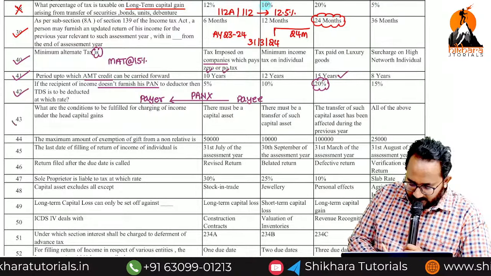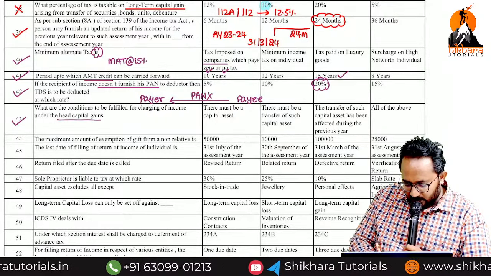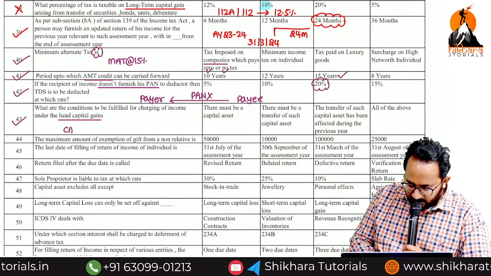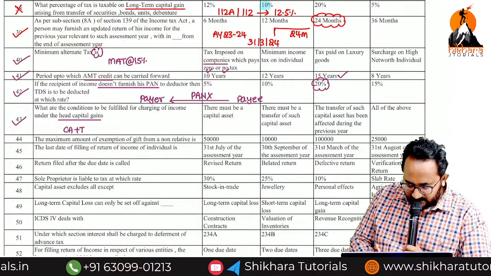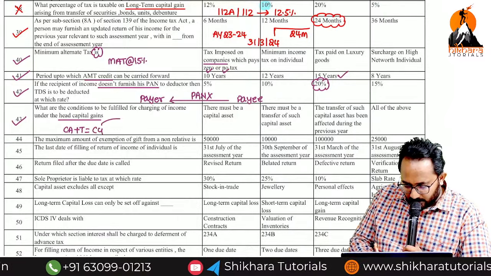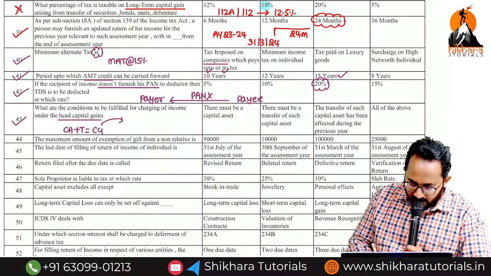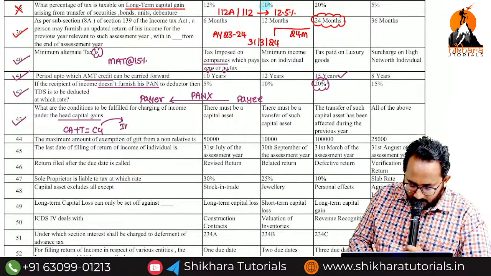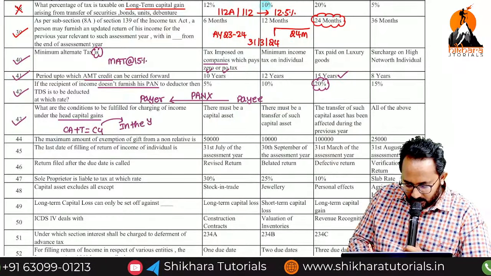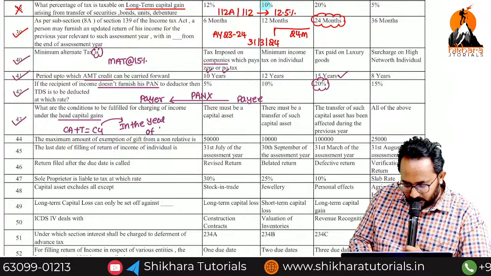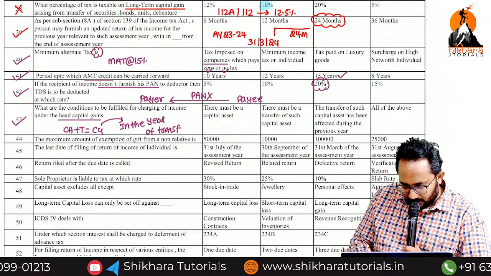Next, what is the charging section of capital gain? There must be a capital asset. If that capital asset is transferred, we are required to calculate the capital gain in the year of transfer. In the year of transfer. Now what is that answer?